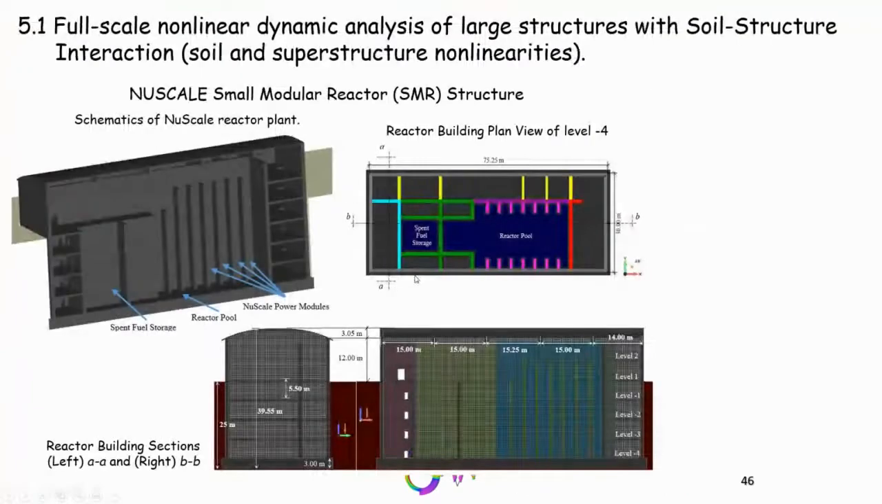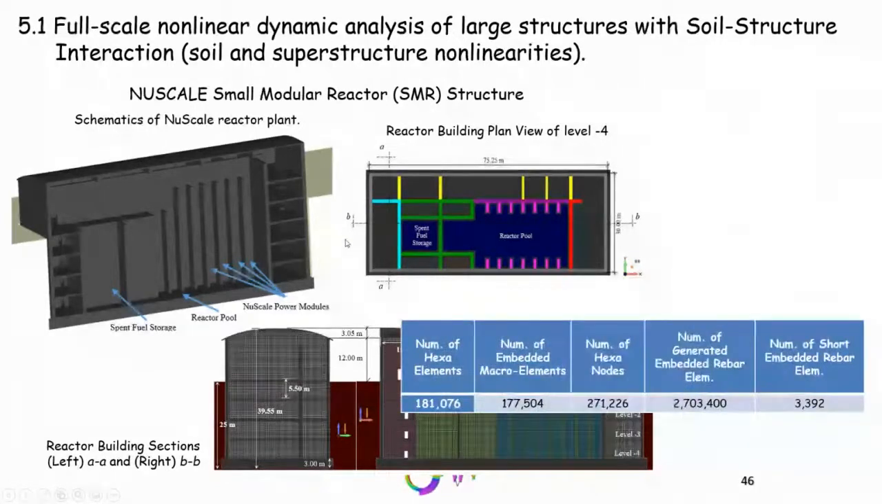So some future work, this is a model, by the way, of a nuclear reactor building, new scale, a small modular reactor building that we were investigating with a colleague of mine, who is now in Canada. 30 meters by 75 meters is the plan view. The height is around 40 meters. 3/4 of the structure is underground. You have the reactor pool, the spent fuel storage, and here is the area where the small modular reactors are positioned. The developers claim 100% clean energy.